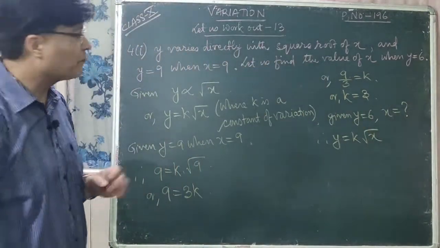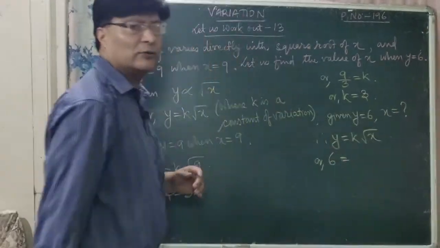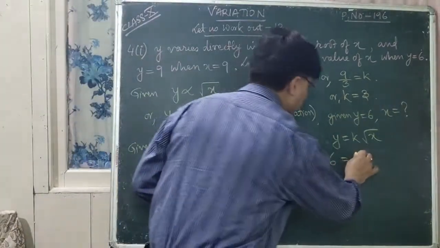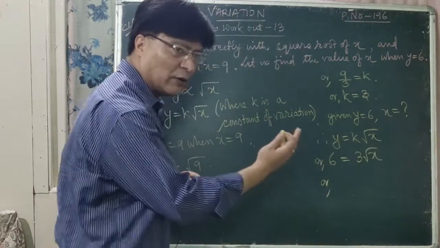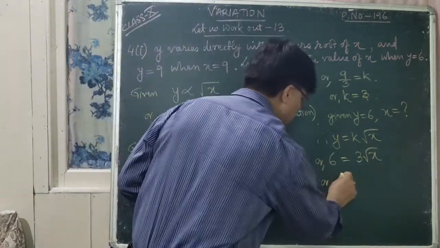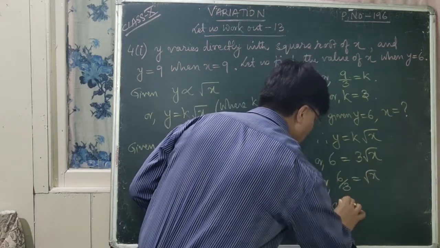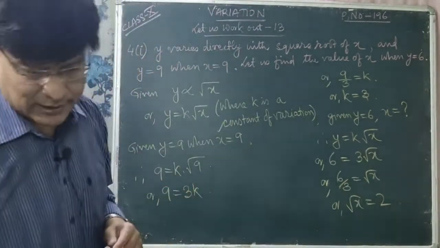Is that clear? So what is the value for y here? Y is 6, is equal to, now you can put the value for k. What is the value for k? K is 3, then it is root over x. Now 3 is taken to the left hand side. So 6 by 3 is equal to root x. What is the value for root x? Root x is equal to 3 2s are 6.